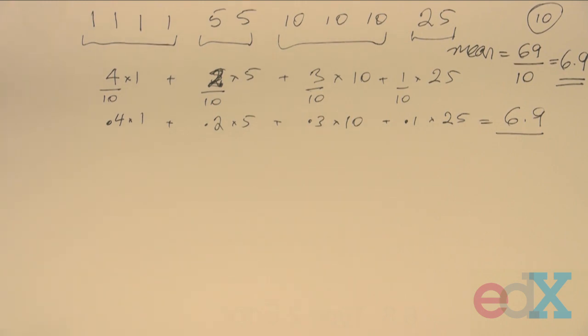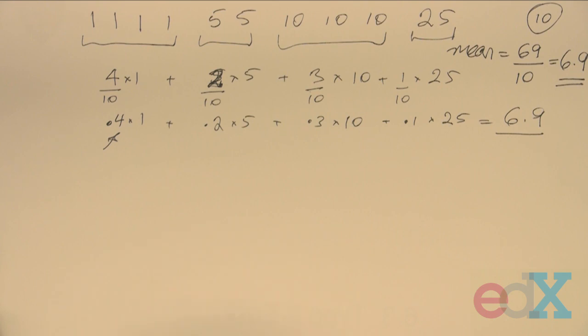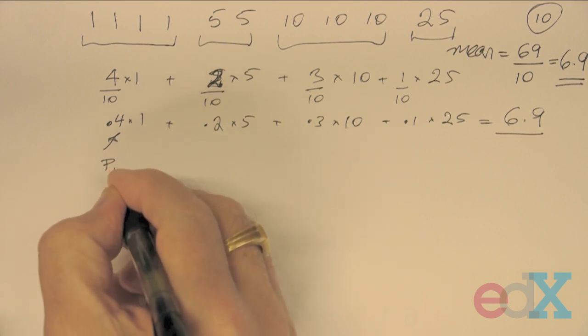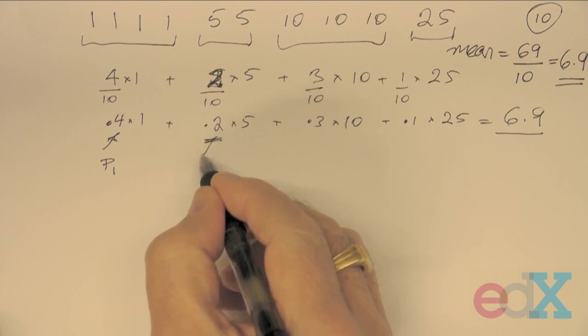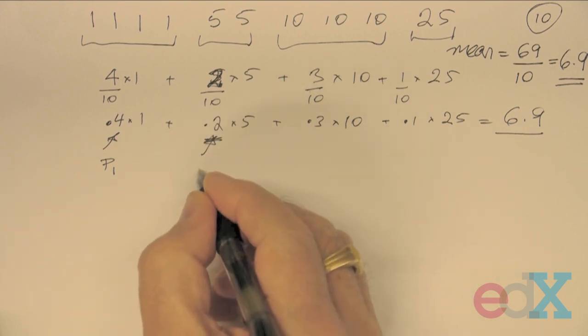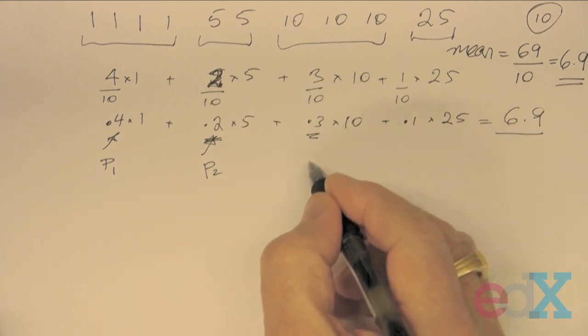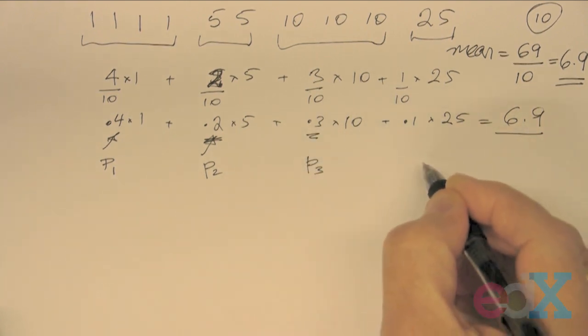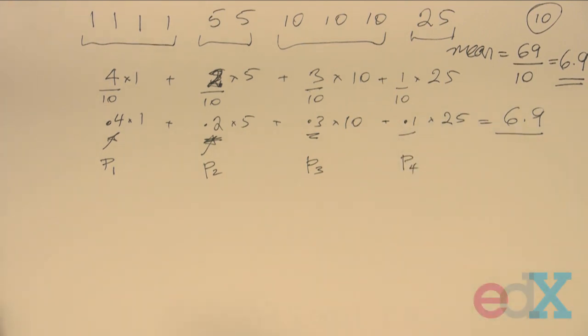Now, if I'm a mathematician, I'll say, oh, look at this. This is a general formula. What have we done? This is the proportion. So that's the proportion of ones. Let me call it P1, the first proportion, and it's 0.4. This is the proportion of 5s, which is 20%, so let's call that P2. This is the proportion of 10s, which is P3, and this is the proportion of 25, so that's P4. All right?